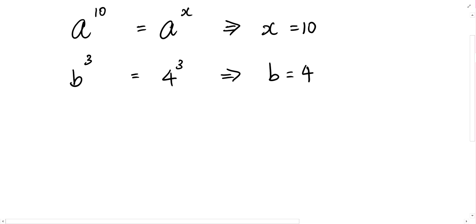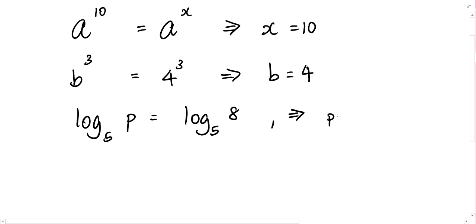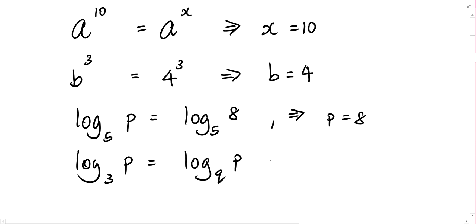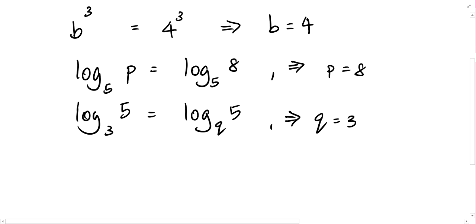Okay, how about this? Log 5p equals log 5, 8. What does this tell me about p? Next, log 3p equals log qp. Let's change this to 5 and 5 over here. What does this tell me about q? Quite intuitive, right? Common sense, right?